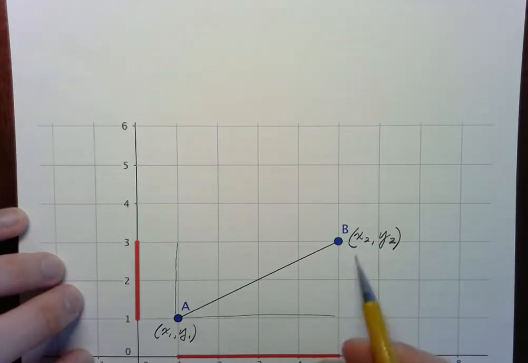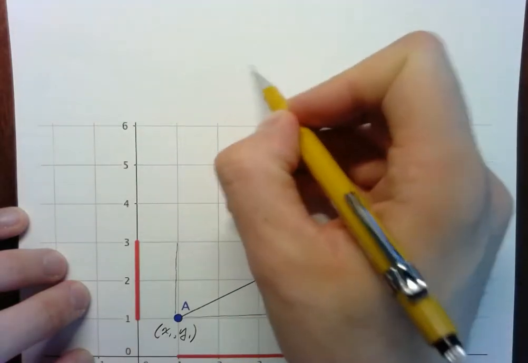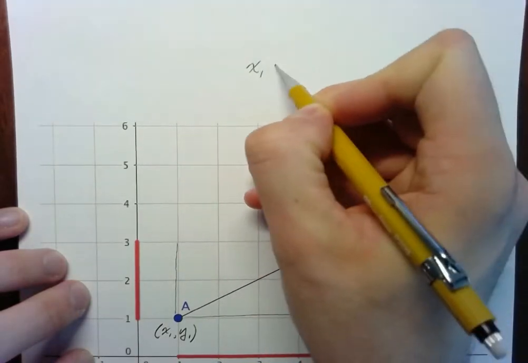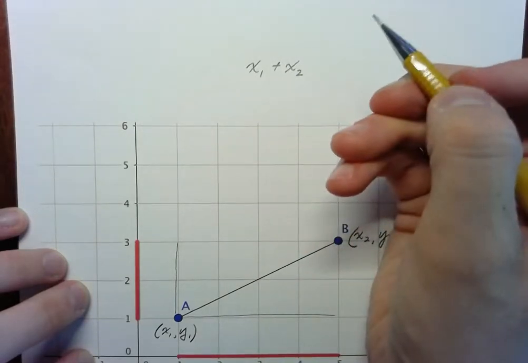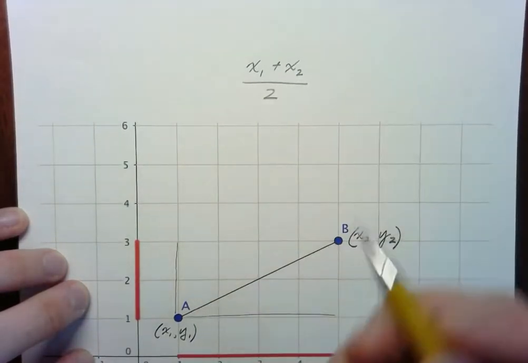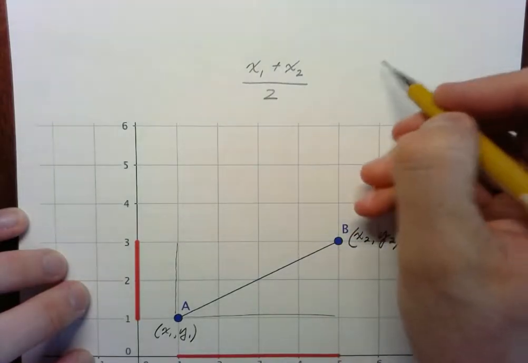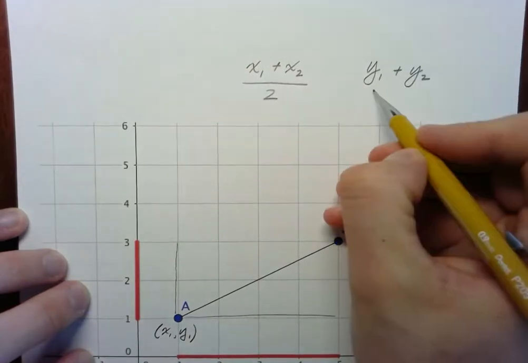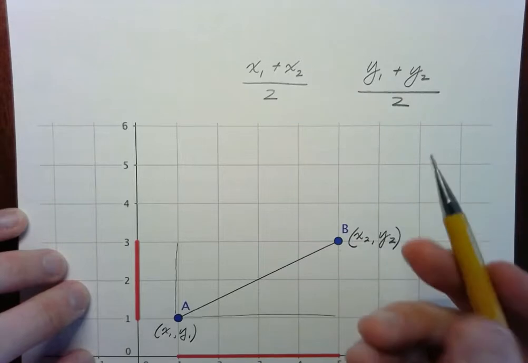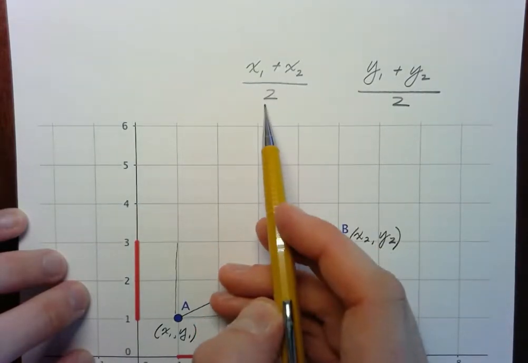So the average between the x1 and the x2 is simply going to be the sum x1 plus x2, divided by 2. And the average of the y values y1 and y2 is simply going to be y1 plus y2 over 2. That's just an average. You take the things that you have and you add them up and divide by the number of things.